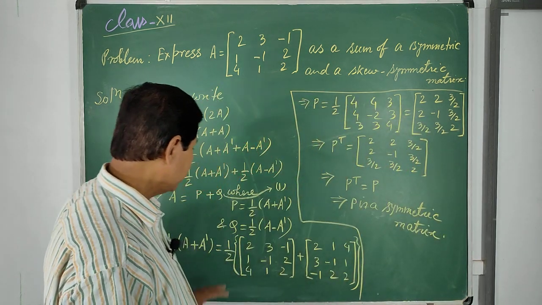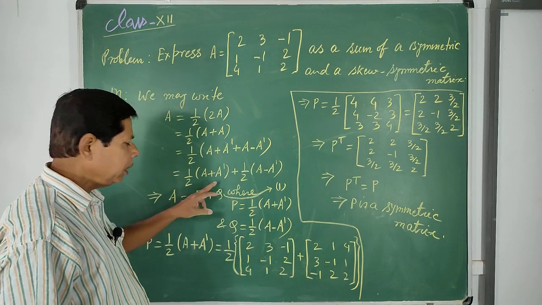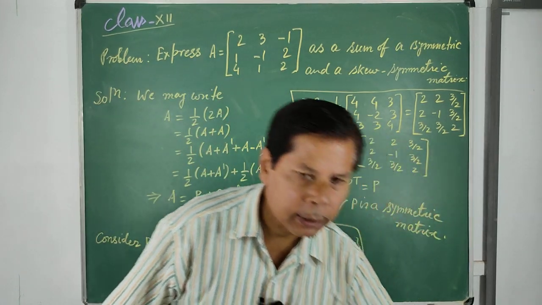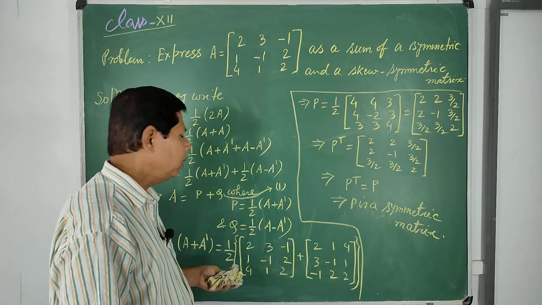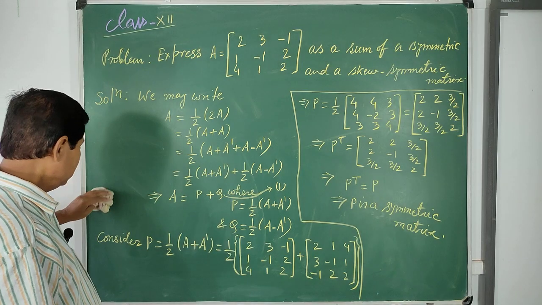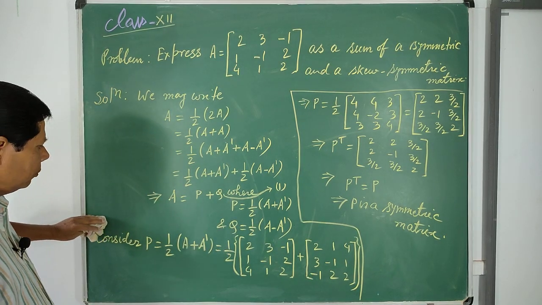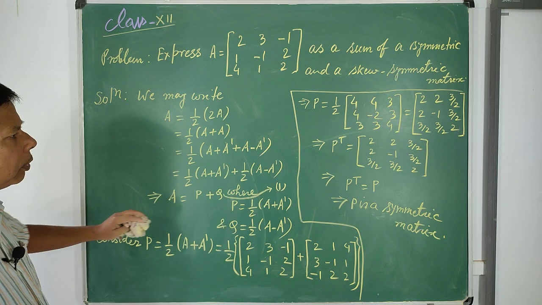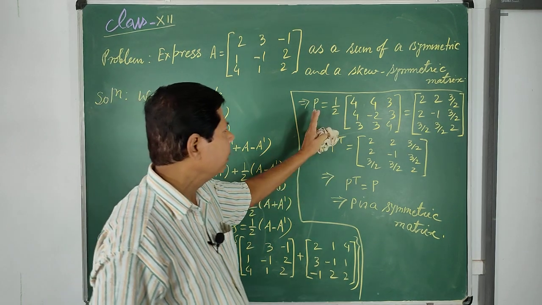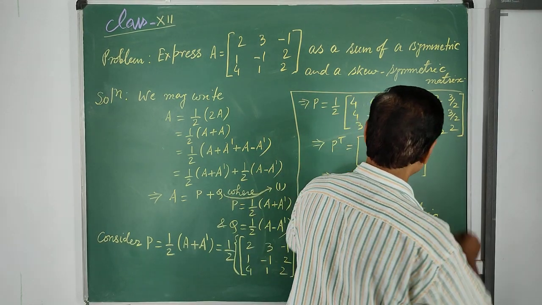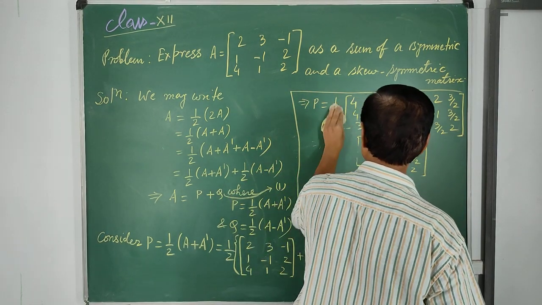Likewise, we are to show that Q T equals minus Q. If this is satisfied, then obviously Q will be a skew symmetric matrix. So here, from there I am deleting. We have to keep this because P is required.